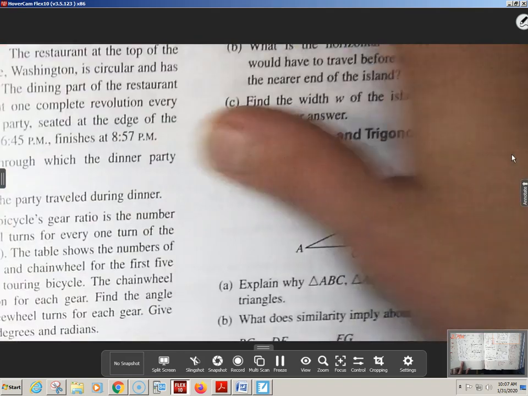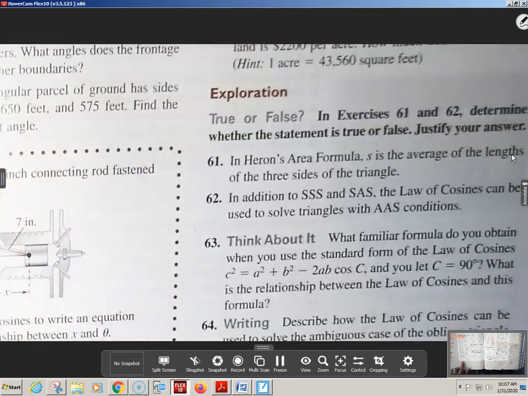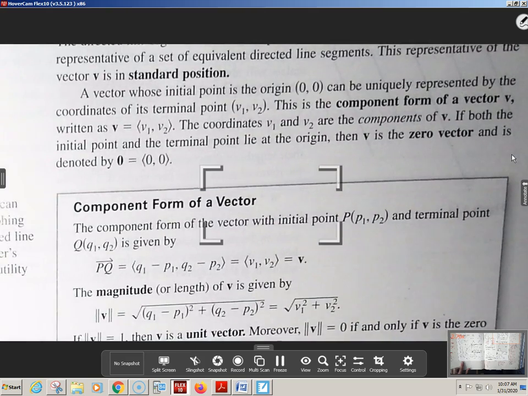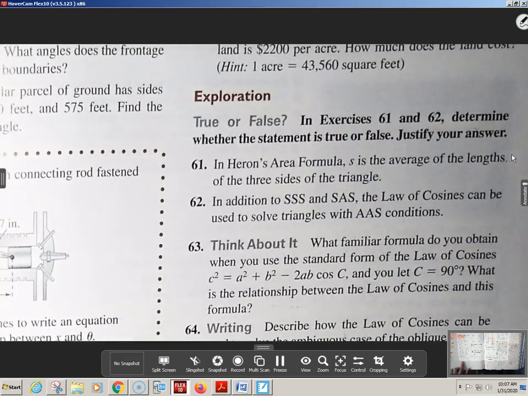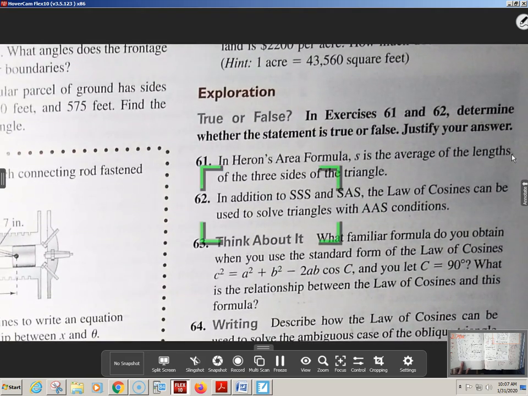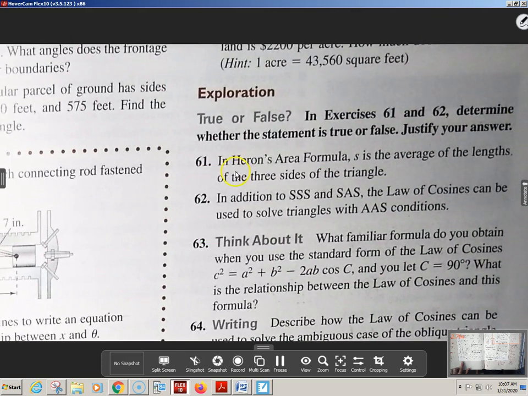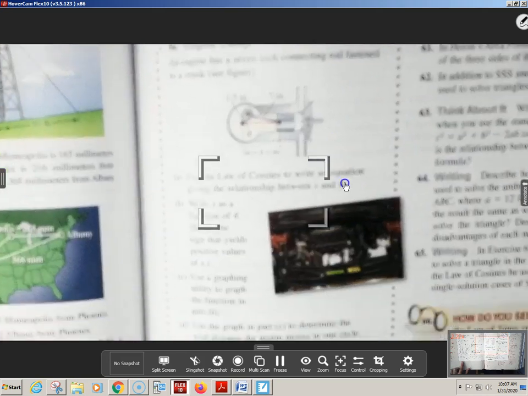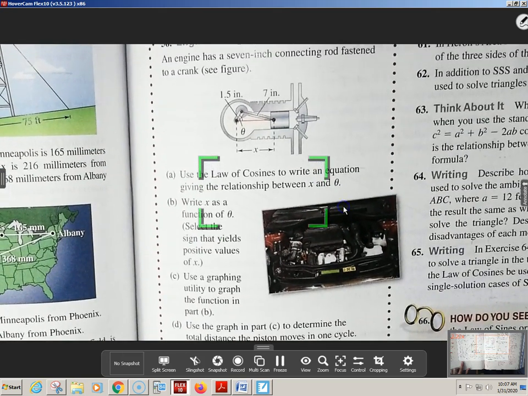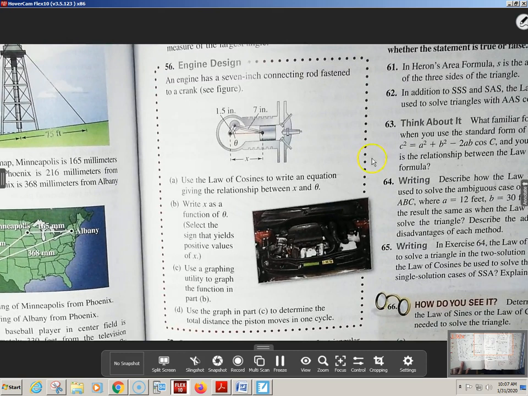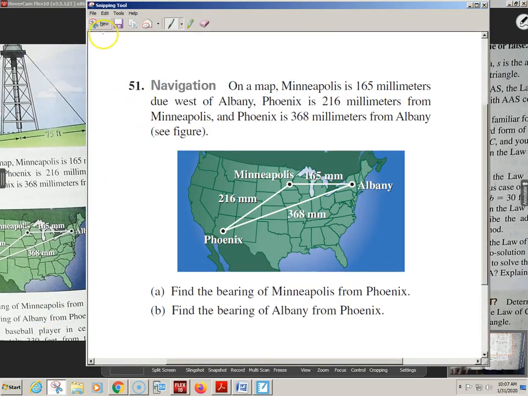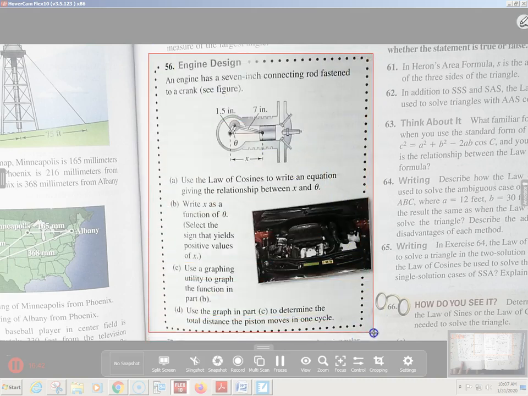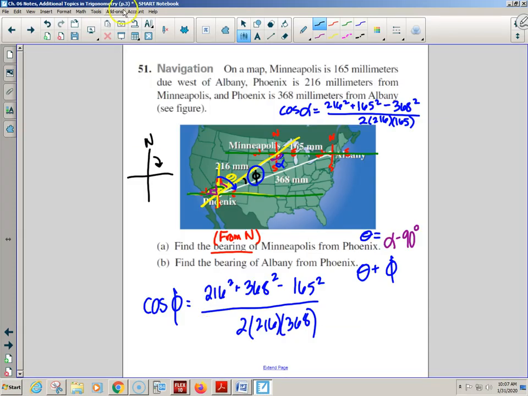We're in section 6.2. For those of you that came in a little bit late, we already graded the evens, so it's on the video, or you can check with someone right around you to get those answers. 56 was the engine design one. Okay, I'm just going to steal a picture of it real quick so we don't have to stay in this webcam because it's slowing down my computer. Let me grab them real fast. Here we go.